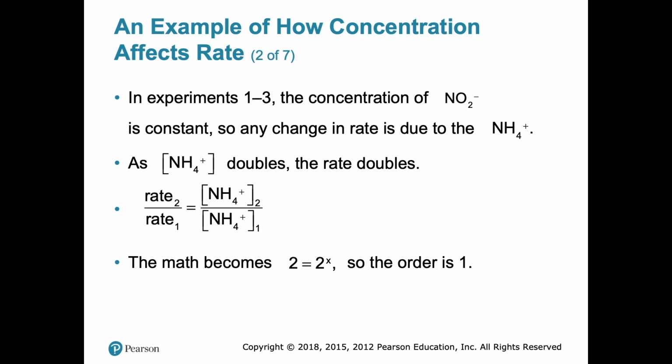Okay, so for experiments 1 through 3, the concentration of nitrite stayed the same. So any of the changes in the reaction are actually because of the change in ammonia. Reactions 1 through 3 were the ones where I doubled the concentration of ammonia every time.